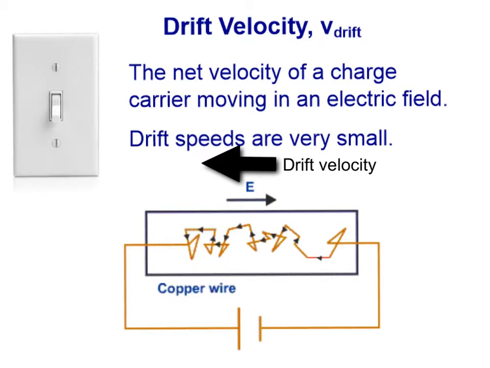In this case, we're talking about electrons as the charge carriers, and so they're moving in the opposite direction of the electric field. These drift speeds are incredibly small. For example, if we have a copper wire with a current of about 10 amperes, the drift speed of the electrons would be 2.5 times 10 to the negative 4th meters per second. So those electrons are going to take about 68 minutes to travel 1 meter. That's how small those drift speeds are.